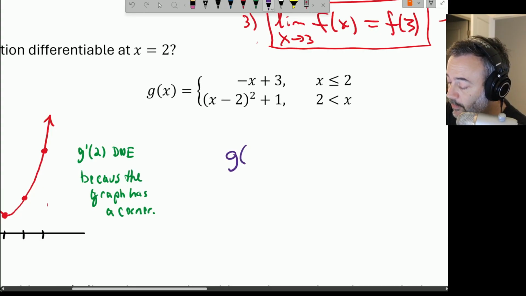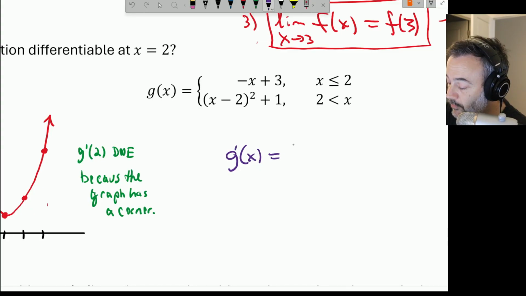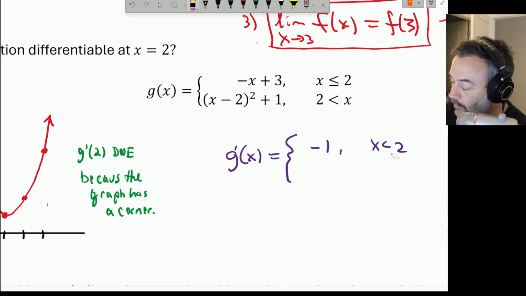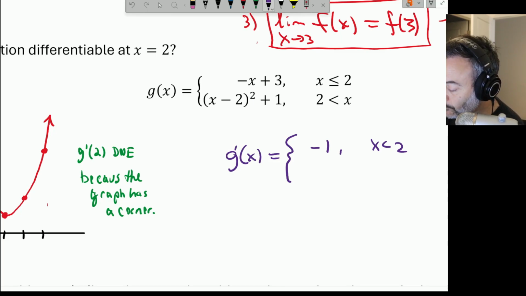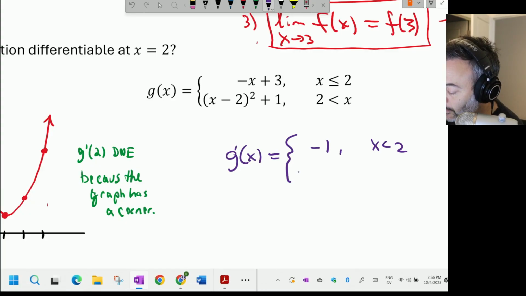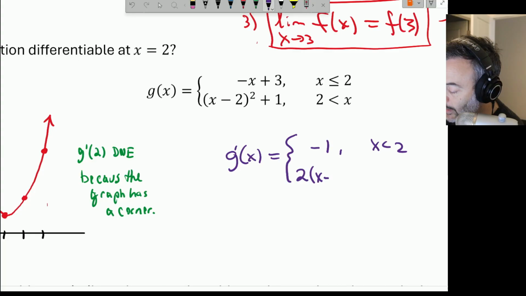Well, the derivative of g of x, g prime of x, would be the derivative of each piece. So on this piece, it would be -1. The derivative would be -1 for x less than or equal to 2. Well, we have to be careful about the or equal to because we don't know if the derivative will exist at the break. In fact, we know it doesn't exist at the break. And the derivative of the bottom thing, if we multiply this out, it would be 2x minus 2 plus 0. So just 2x minus 2.